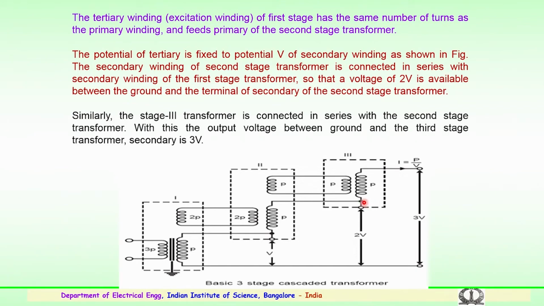Similarly, in the case of stage 3 connected in series with the second stage, the excitation winding of the second stage is connected to the primary of the third transformer, and the output voltage between the output of the third stage and the ground will be 3 V. So, the secondary of the third stage transformer will have 3 V. This is how the cascading of the transformer is done.